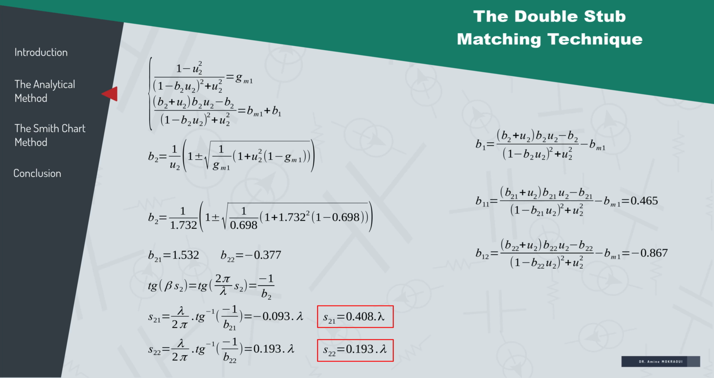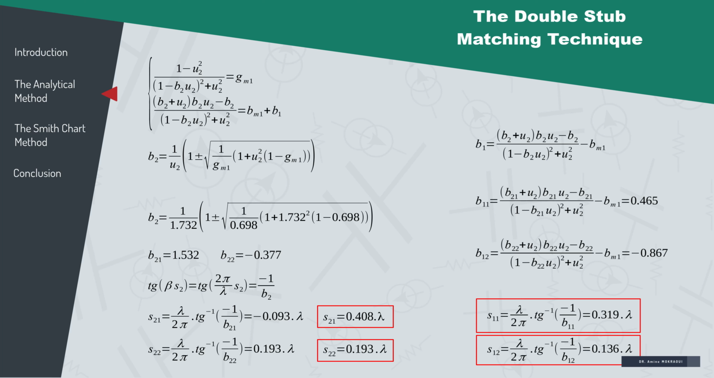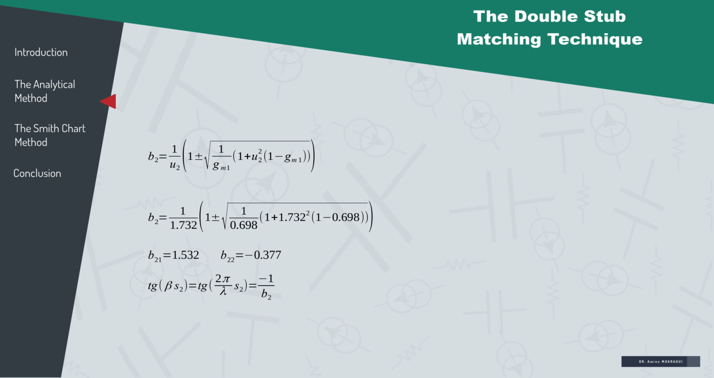Finally, we can get the possible length of the first stub. S11 equals 0.319 lambda and S12 equals 0.136 lambda. Note that the accepted solution pairs are S11, S21 or S12, S22. It's not possible to mix them, that is, we cannot use S11 with S22 or S21 with S12.